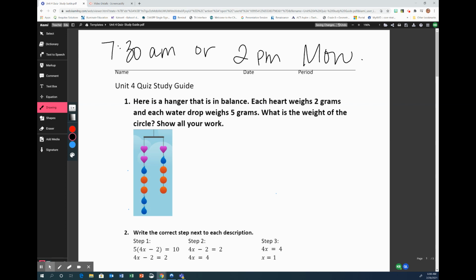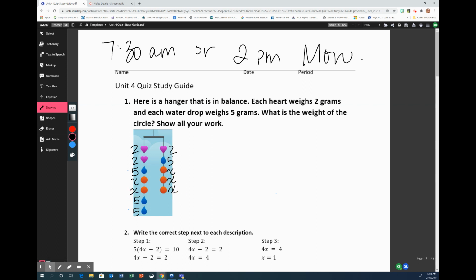Here is a hanger that is in balance. Each heart weighs 2 grams and each water drop weighs 5 grams. The hearts weigh 2 each, and the water drops weigh 5 each. I'm going to label each unknown weight X.